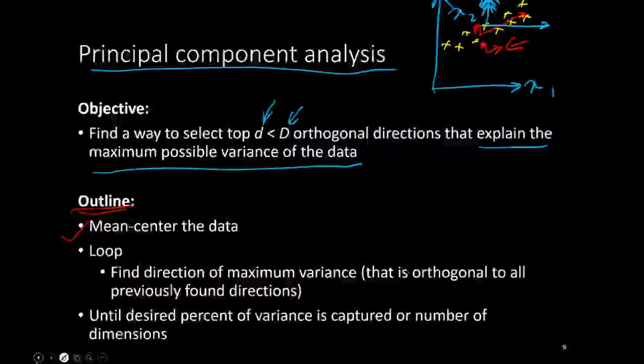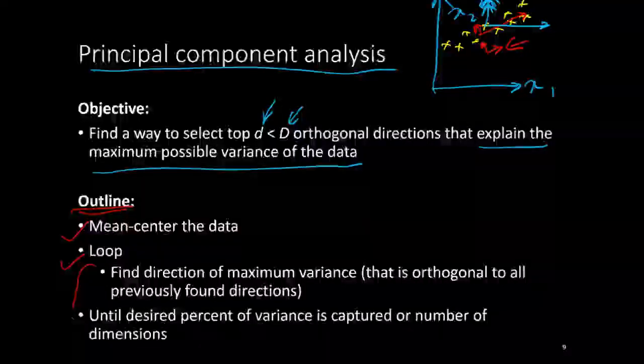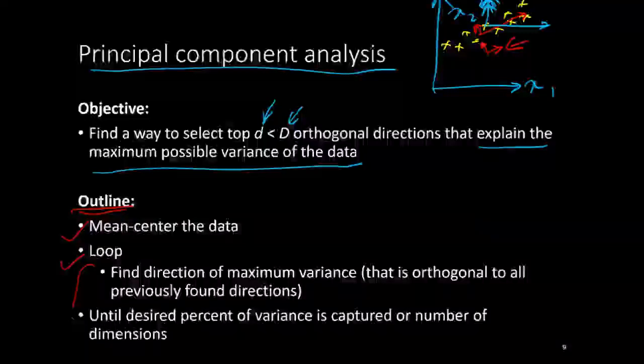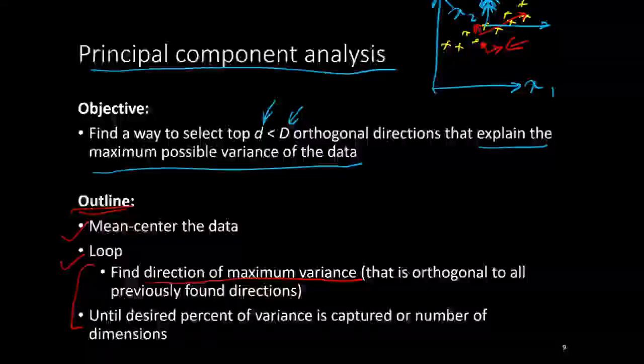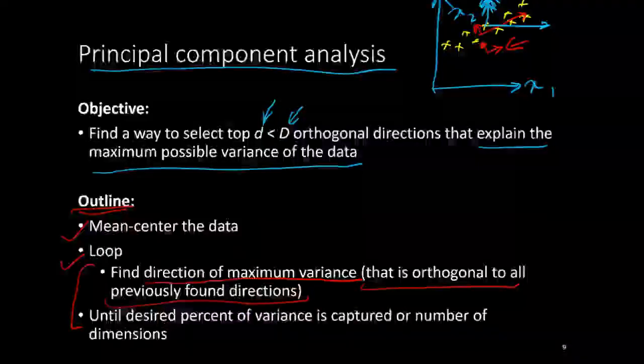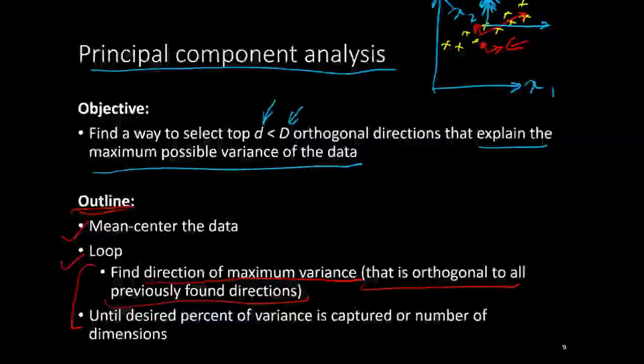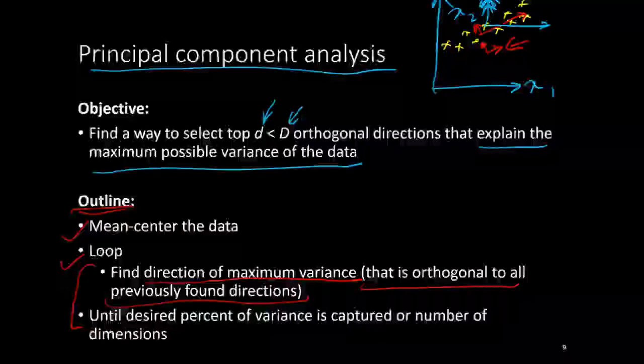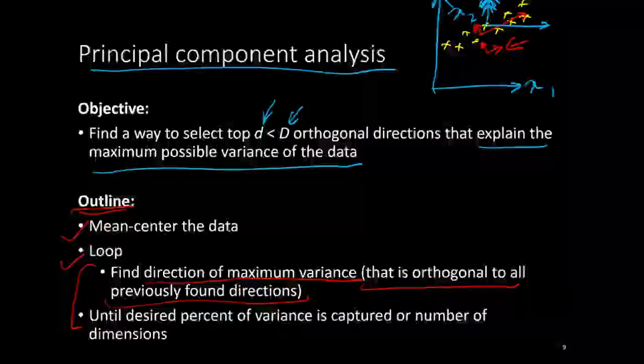Then we start a loop, and in that loop we will repeatedly find the direction of maximum variance that is orthogonal to all the previously found directions. When we are first starting out, there is no previously found direction, so we will just find the direction of the maximum variance. That is the first principal component, the first principal direction, and then the second principal direction would be orthogonal to the previous direction but with the maximum variance. So it will basically be the maximum variance of the remaining variance.